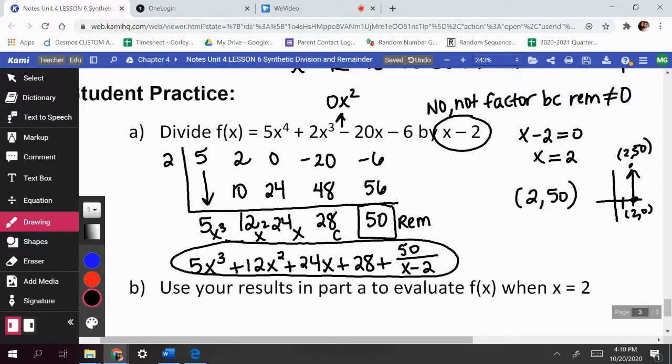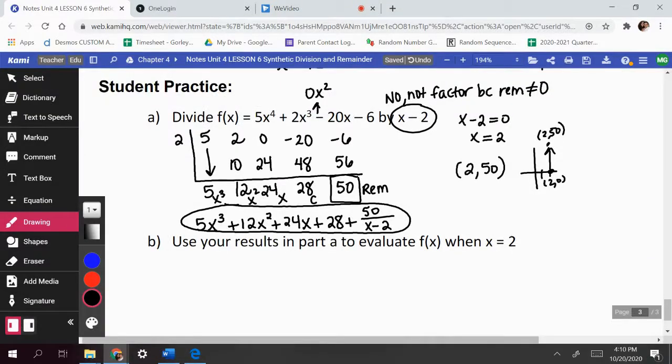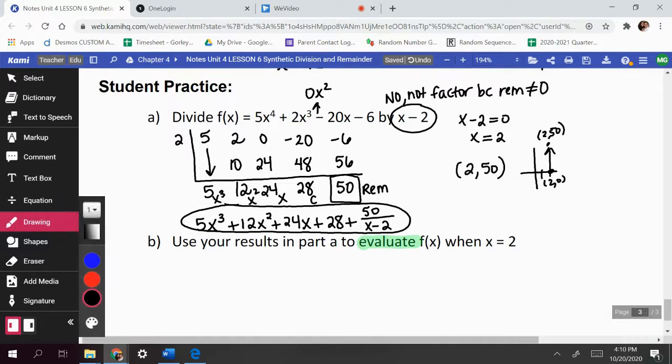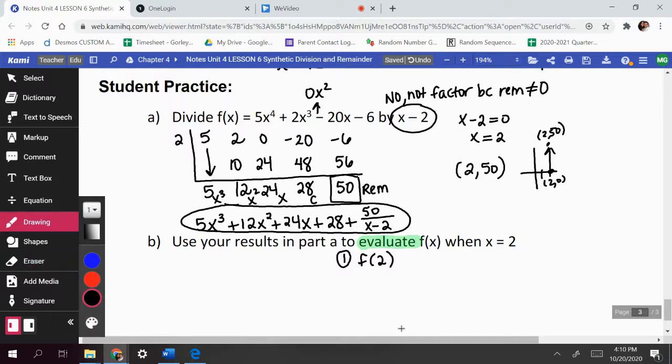And then it says in the next part, use your results in part A to evaluate f of x when x equals 2. So when you see this word evaluate, you can either plug it into the function. So in this case, I could find f of 2, where I just plug 2 into my original function up here. Or the other way you can evaluate is to do synthetic division and look at the remainder.